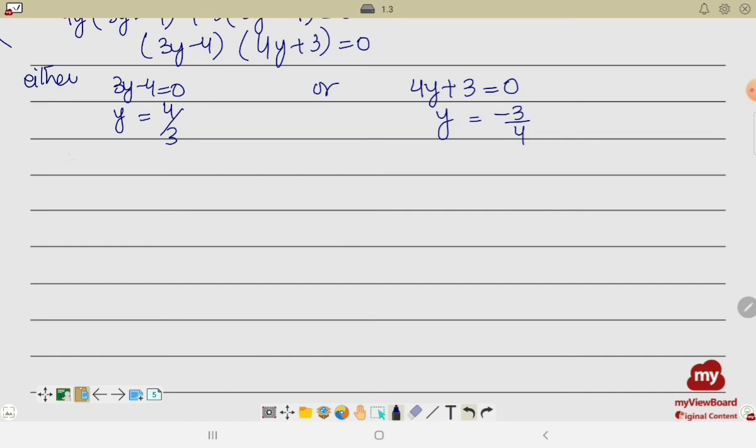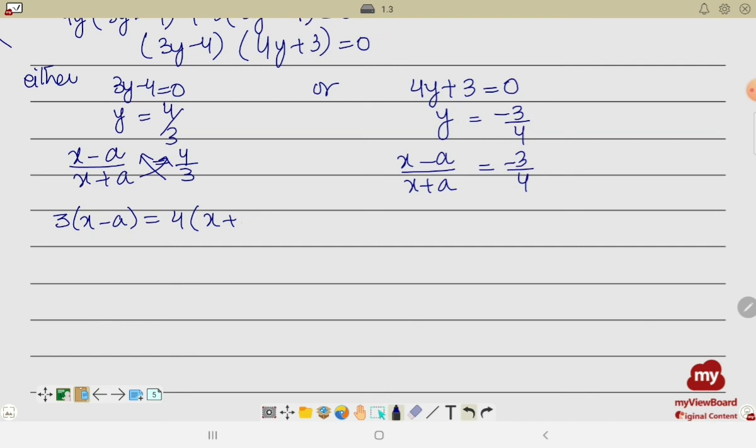What we supposed earlier as y was x minus a over x plus a equals 4 by 3. And for the other factor, y is equal to x minus a over x plus a equals minus 3 by 4, right? So we just have one fraction on both sides of the equal sign, so we'll just do the cross multiplication. This was the same as what was previously done in the previous question. So 3x minus 3a, 4x plus 4a. Let's say we'll just make our x positive, so we'll take 3x to the other side. We'll be having minus 7ax.